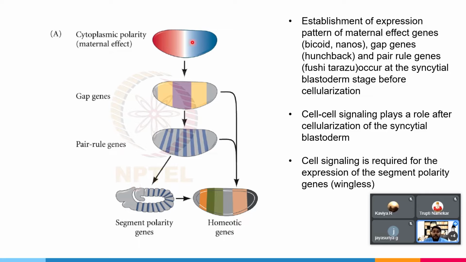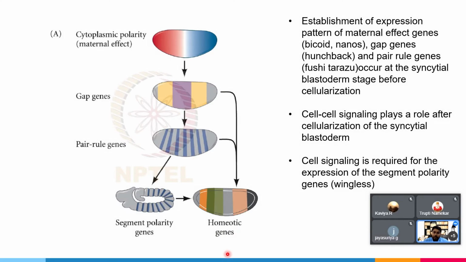As we have seen, maternal effect genes include bicoid and nanos. So nanos is a maternal effect gene, not a gap gene, so that is false. And the second one is, we have seen that gap genes, pair-rule genes, and segment polarity genes all play a role in establishment of the expression pattern of homeotic genes. But one of the options was the opposite, that is, homeotic genes play a role in establishment of the expression pattern of gap genes, pair-rule genes, and segment polarity genes. So that is also false.